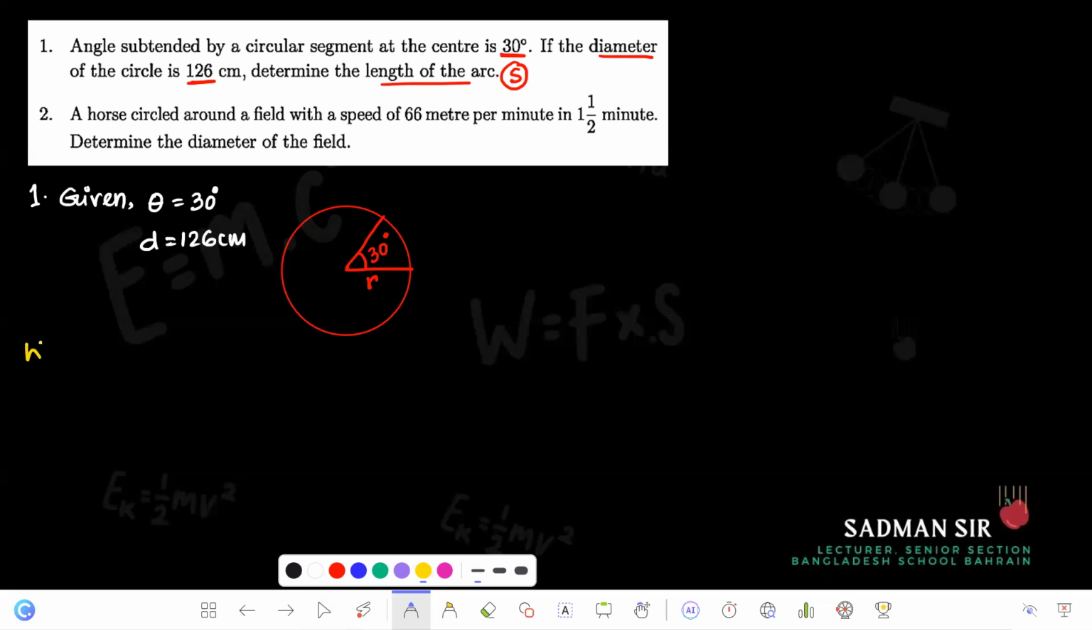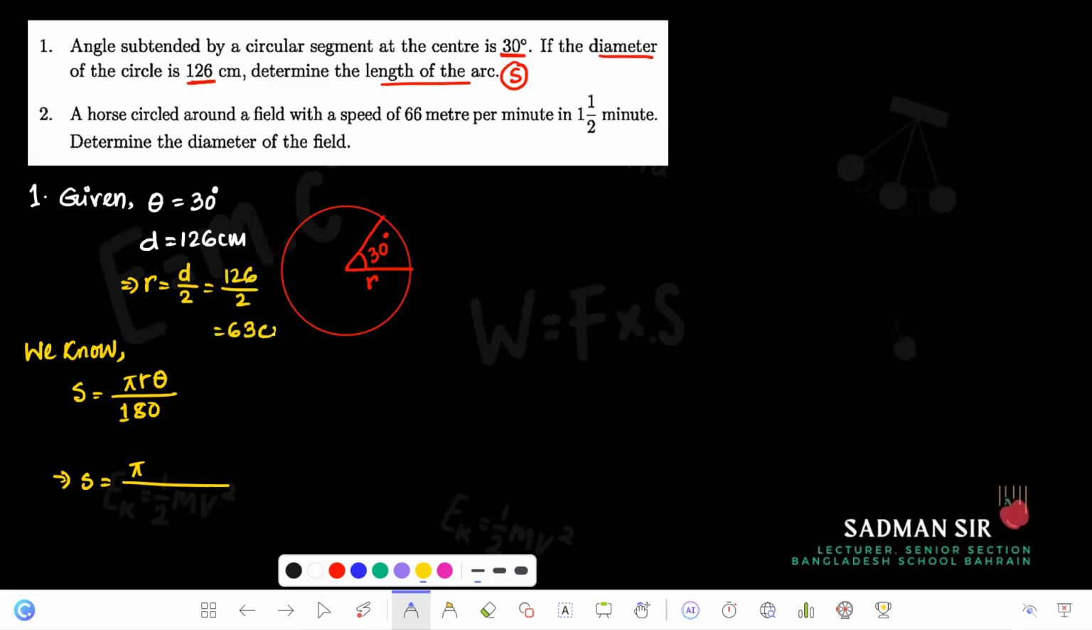Now, we will write, we know S is equal to pi r theta divided by 180 degree. A little bit ago we learned it, correct? Now, S will be equal to pi, but r is the radius. Radius is not given. But from diameter, I can find out the radius, right? Radius is half of the diameter. 126 divided by 2 gives us 63 centimeter. So pi into 63 into the value of theta, it is given as 30. So we will replace 30 divided by 180 degree.